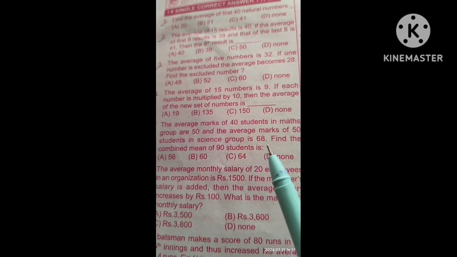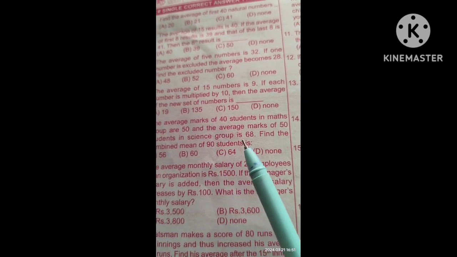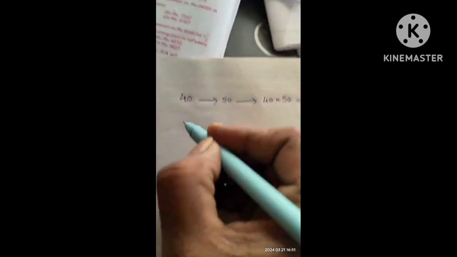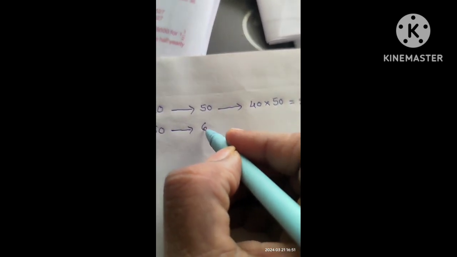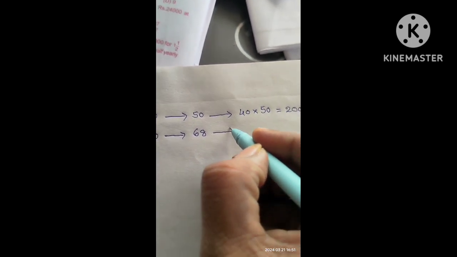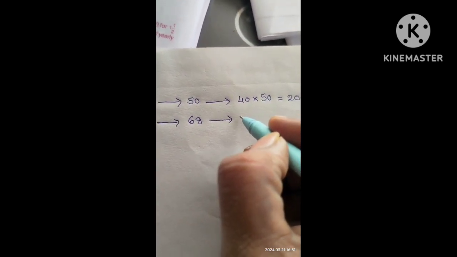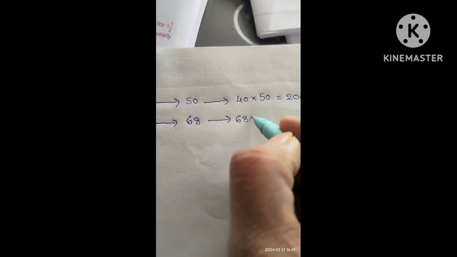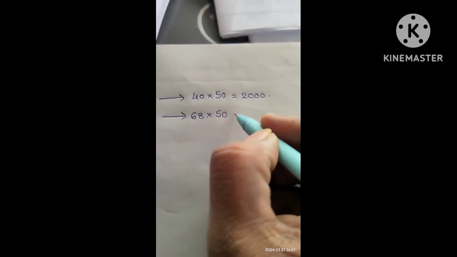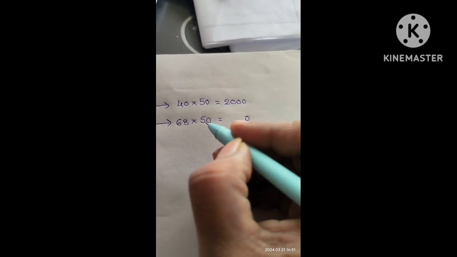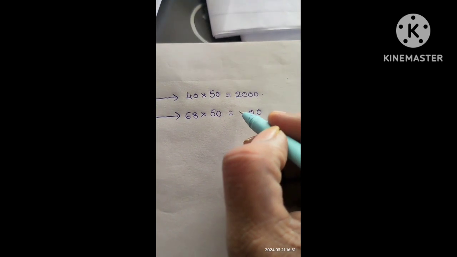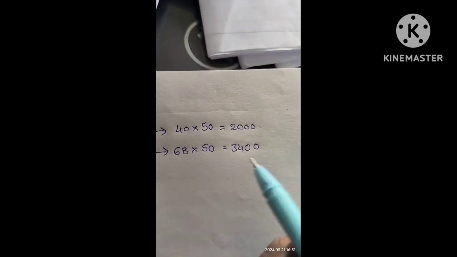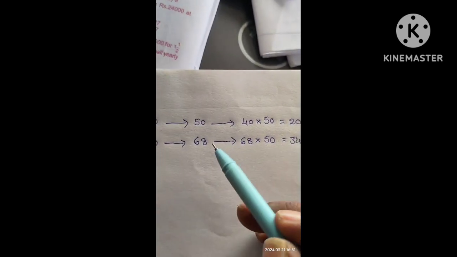In the same way, second they given science group. In the science group, there are 50 members and the average is 68. So, for 50 members, the average mark is 68. Means sum of the marks equal to average into number of students. That is, then multiplying it, 5 eights are 40, 3400. This is sum of the marks of the 50 students.